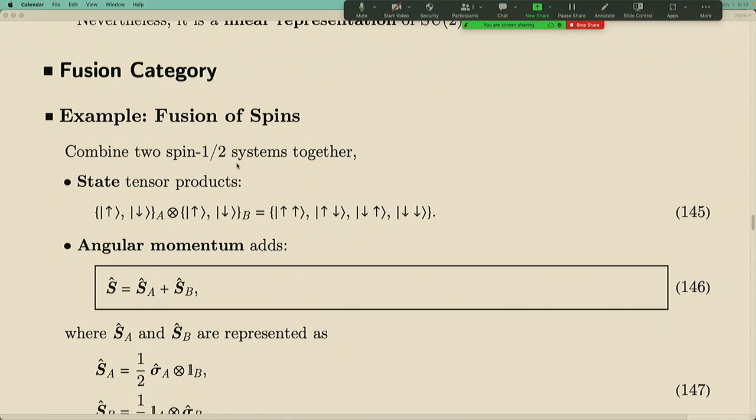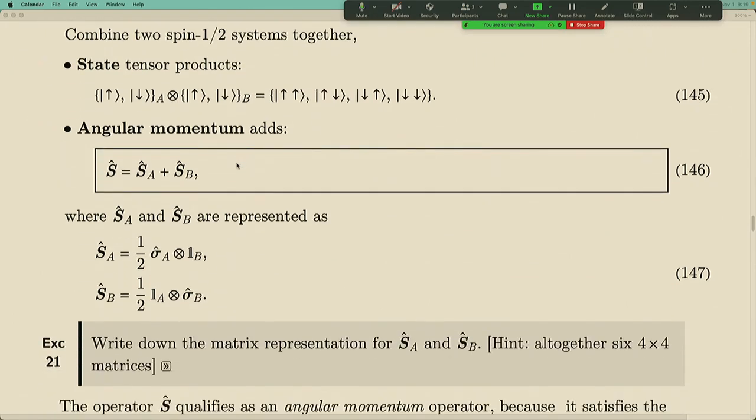Because the bases need to be tensor producted together, the same will happen to the angular momentum operators. Remember, every operator is a matrix that acts on these states or is represented in these states. For example, S_A is a matrix. Previously we know S_A is like the Pauli sigma matrices, right? The Pauli matrices will be 2 by 2 matrices here. So what does this notation mean?